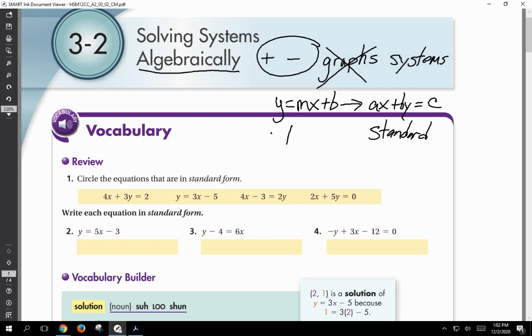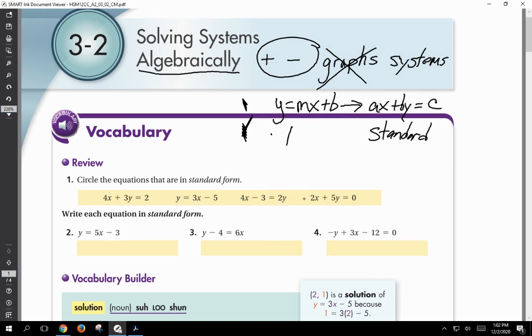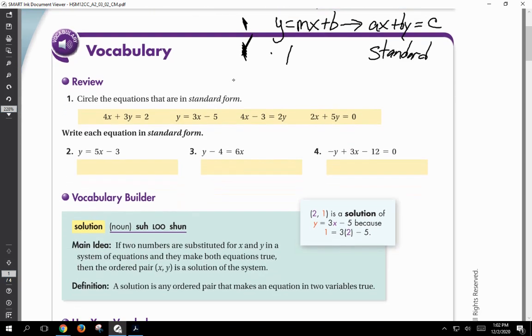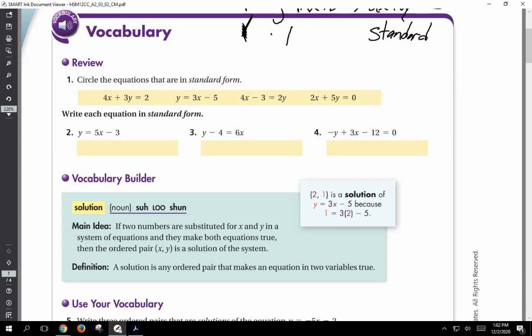And so we're going to talk about this, and it sounds confusing, but it's actually really, really cool. It's one of the coolest things that I like to teach throughout the year. So first we're going to talk about standard form. And I just said it before up there. Standard form is ax plus by equals c. That's standard form right here.